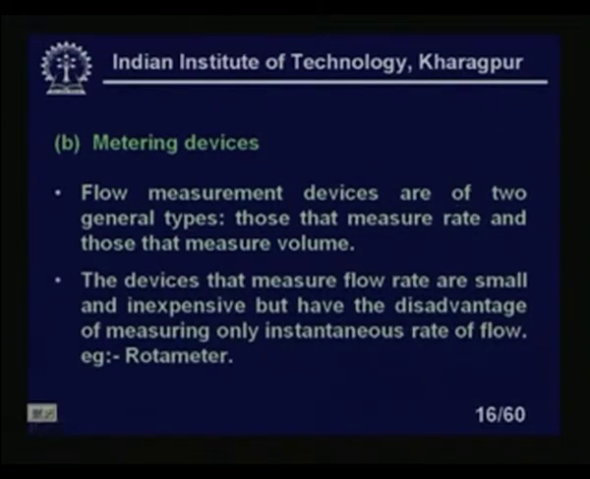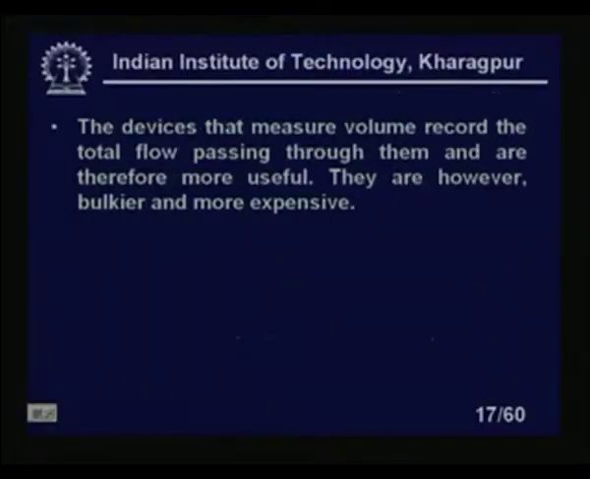The devices that measure the flow rates are small and inexpensive, but have the disadvantage of measuring only the instantaneous rate of flow. One is the rotameter. A rotameter will only give the instantaneous rate of flow; it will not give the total volumetric flow over a certain amount of time. Devices that measure the volume record the flow passing through them and are therefore more useful. They are, however, bulkier and more expensive.